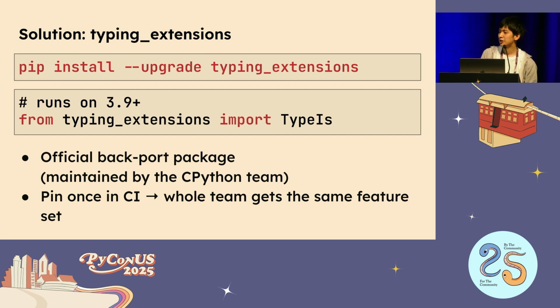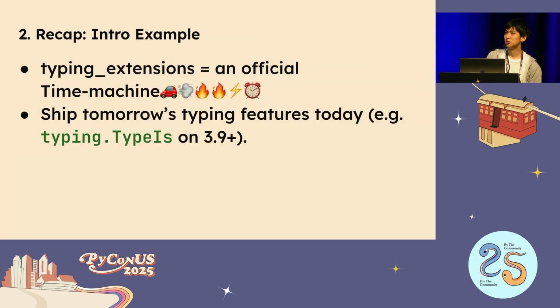So we can pip install typing-extensions, import from typing_extensions, and import TypeIs. This code runs on Python 3.9 and other newer Python. It's good. We don't need the latest Python for the type hint. Recap: typing extensions is the unofficial time machine. So ship tomorrow's typing features today, TypeIs and more.